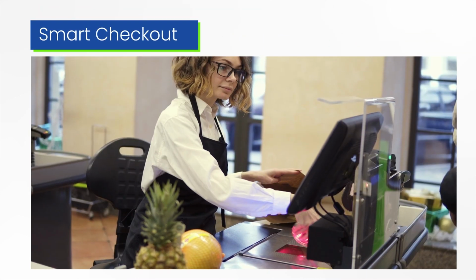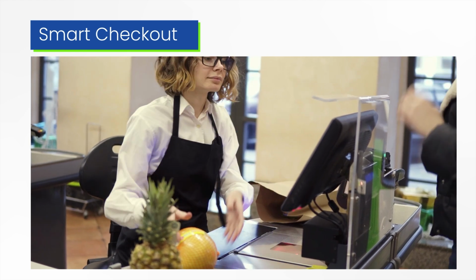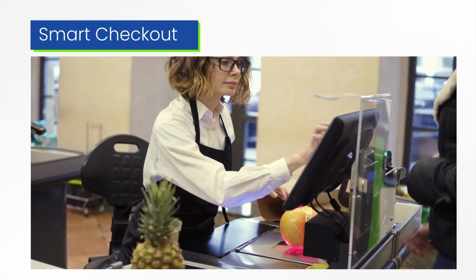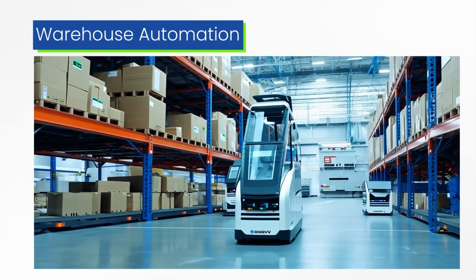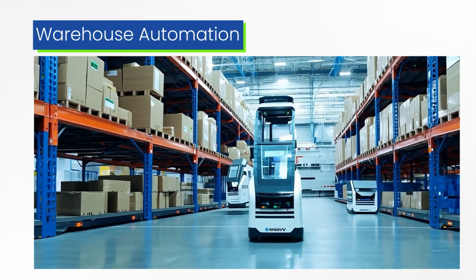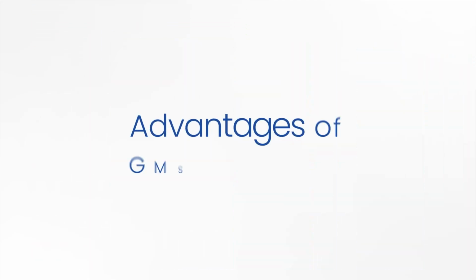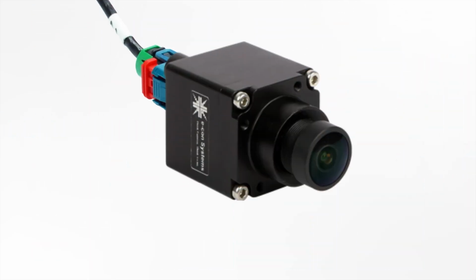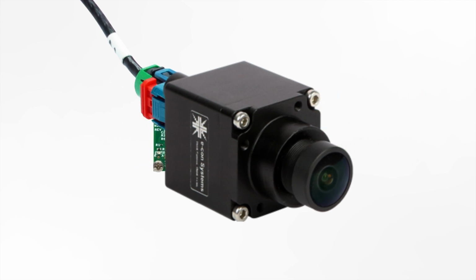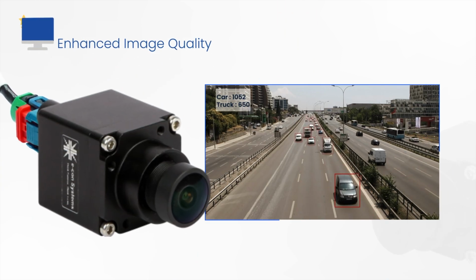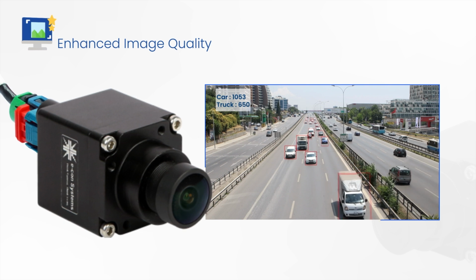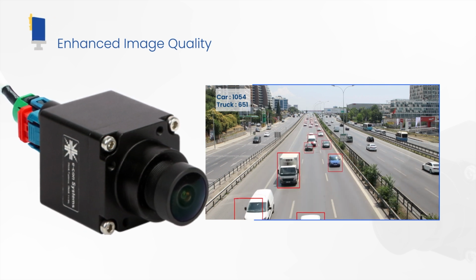Smart checkout: retail operations get a boost with GMSL cameras for powering automated checkout systems. Warehouse automation: in logistics, GMSL cameras support seamless operations, ensuring everything runs like clockwork. Advantages of GMSL cameras. GMSL cameras, driven by SerDes technology, offer several key benefits that make them a compelling choice for embedded vision systems. These include enhanced image quality: even in challenging conditions, GMSL cameras deliver high-definition, high-resolution video, ensuring clarity and accuracy.